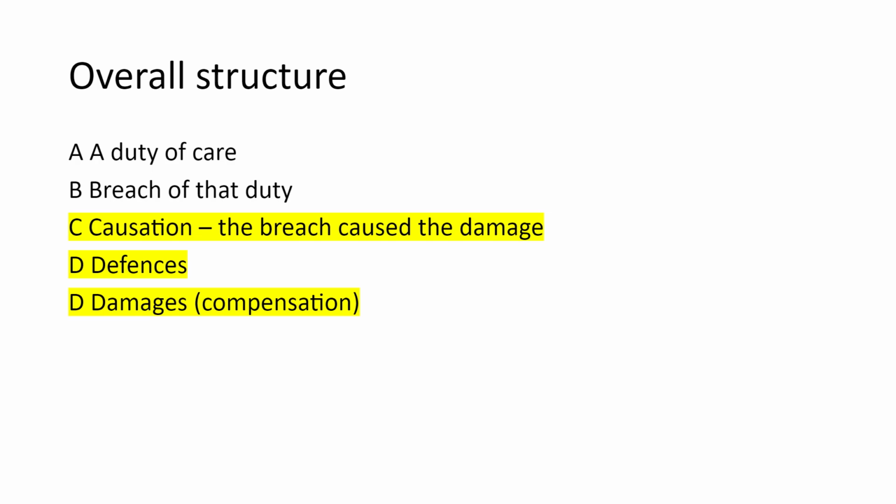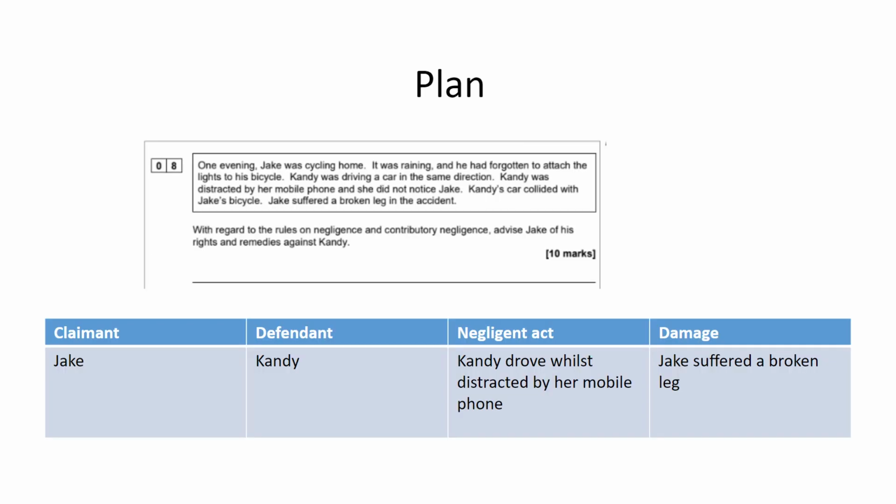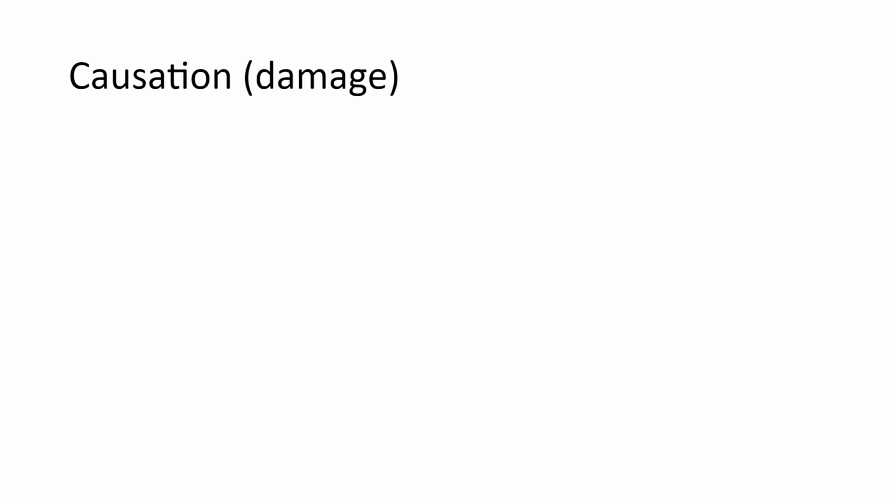So in the overall structure, A, B, C, D, D, we can see that video 1 dealt with the duty of care, video 2 dealt with breach, and now we're looking at the remaining elements. We're also going to be referring to a scenario question from the AQA A Level law paper of 2022, and we looked at this in the first video and identified the negligent act was driving whilst distracted by a mobile phone, and the damage caused was that Jake suffered a broken leg.